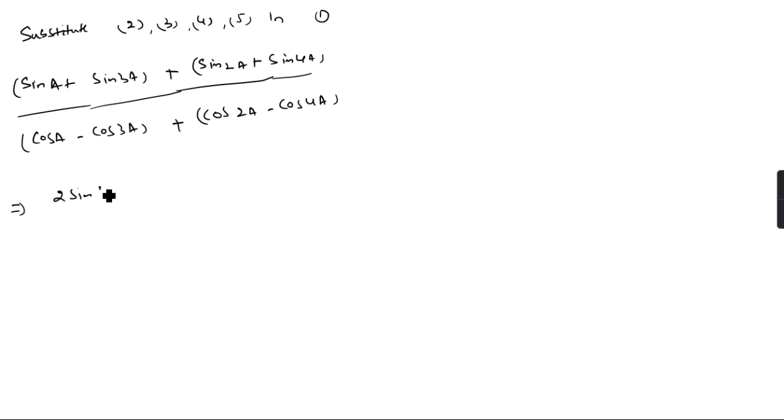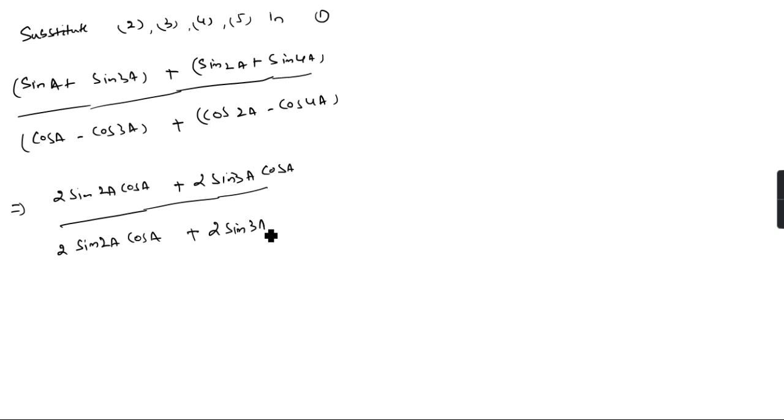2 sin 2A cos A, and this part is equal to 2 sin 3A cos A, by, and this part is equal to 2 sin 2A cos A, and this part is equal to 2 sin 3A sin A.